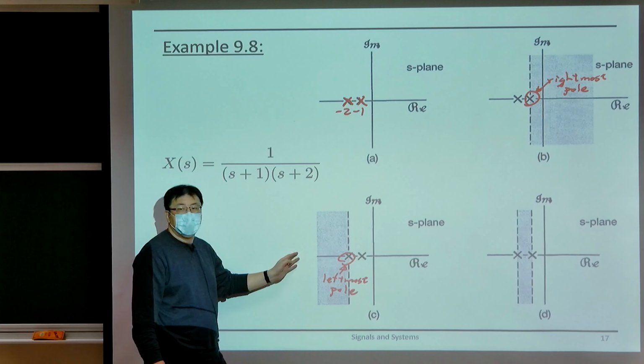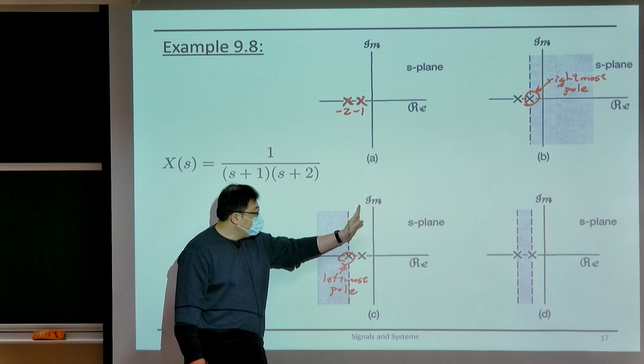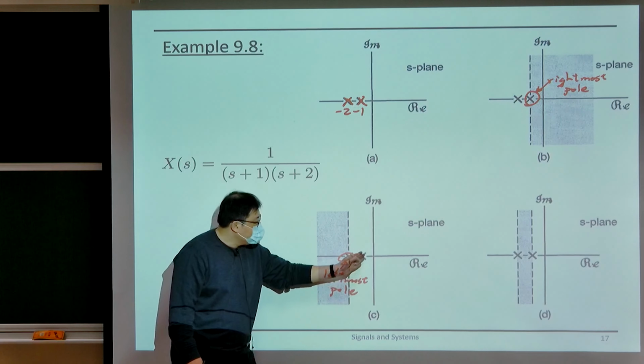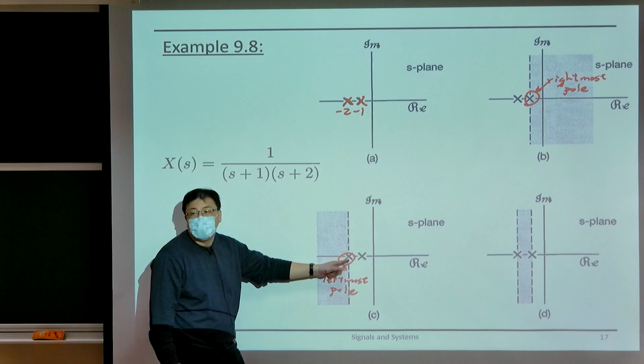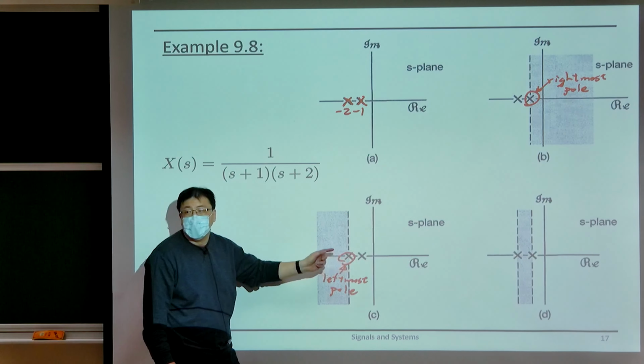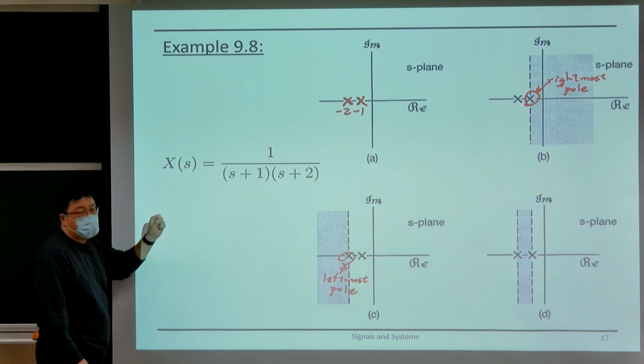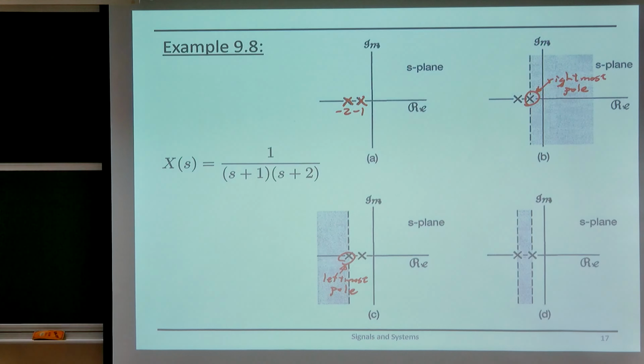The thing is that if your region of convergence is to the left of this point, then it will include a pole. And the pole is definitely not convergent, because the value of x at the pole is infinity.